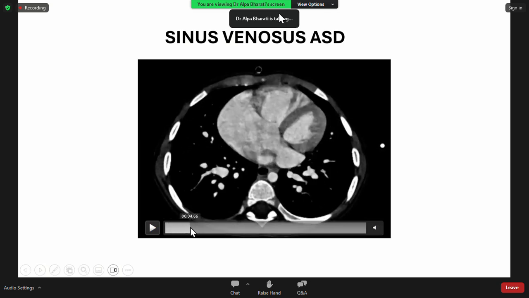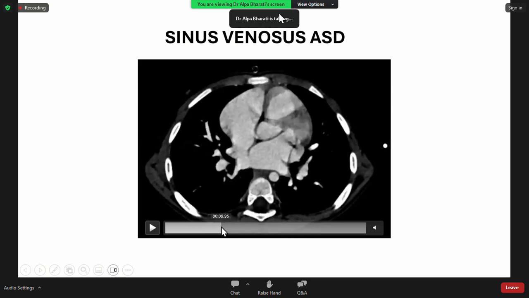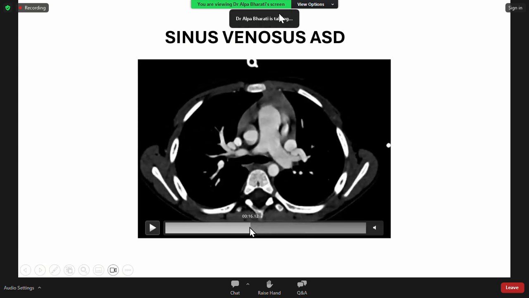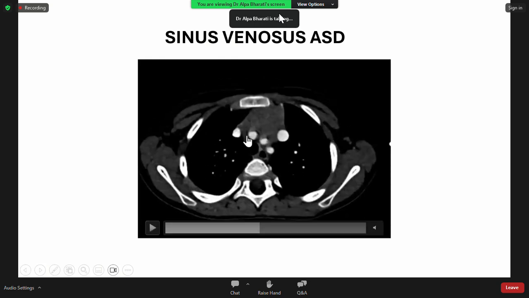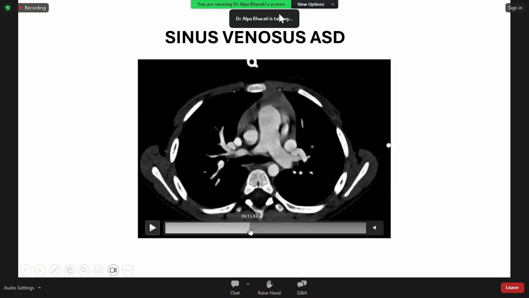We are going from below up. Okay, so now let's go from up below. This is a left-sided SVC. Yeah, that's a left-sided SVC. This is a right-sided SVC. If you have bilateral SVCs, do mention if there is any venous channel communicating between the two. Here there is no venous channel communicating. And now we'll trace the right SVC.